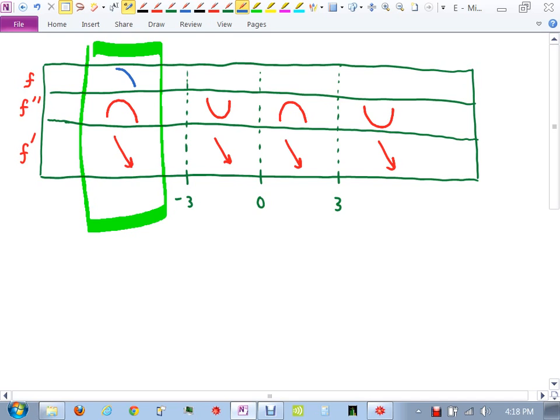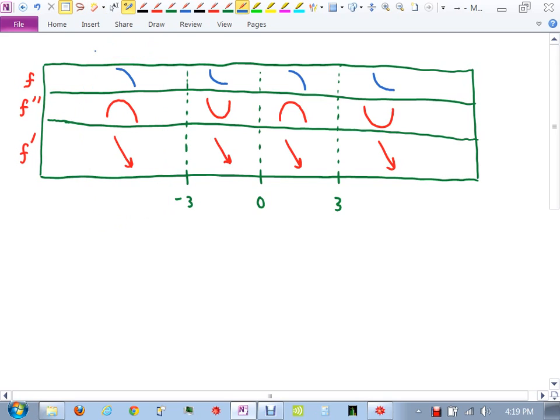Now go to the next column. What's the only way to be going down on a smile? The left side. So it looks like this. Then what's the only way to be going down on a frown? Right again. And the only way to be going down on a smile? Left side. See how that works?